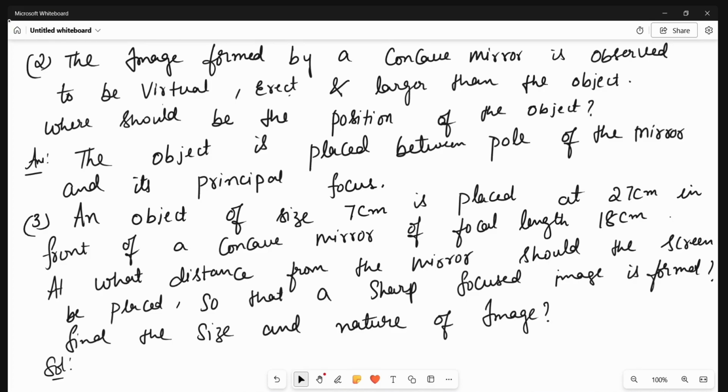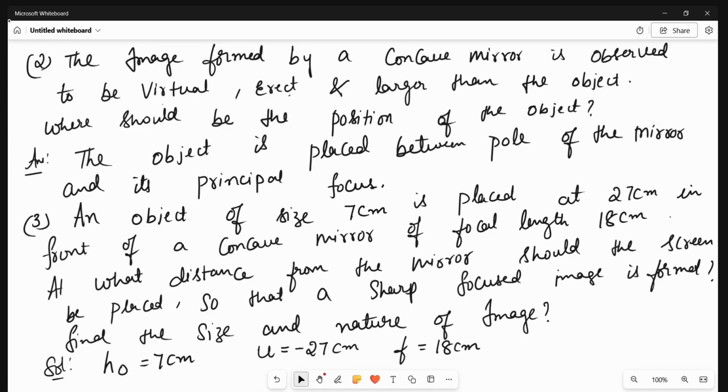Okay. So an object of size 7 centimeter. Size of the object is 7 centimeter. That means H naught. It is not the distance, size they have given. So it is H naught, it is 7 centimeter. And it is placed at 27 centimeter in front of the concave mirror. So the object is at 27 centimeter. So U is minus 27 centimeter. And focal length, it is given as 18 centimeter.